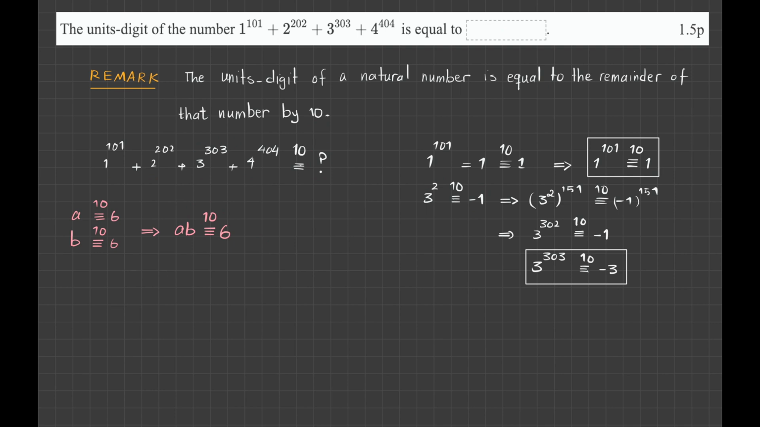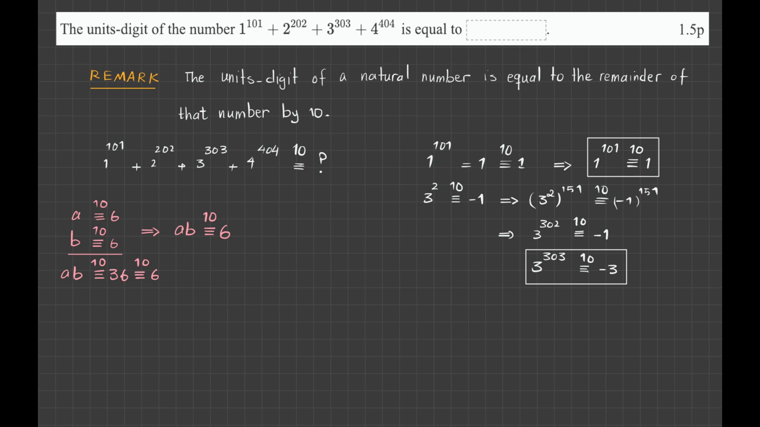Extremely simple. Why? Because I multiply these two side by side, so the left-hand side becomes ab, the right-hand side becomes 36 modulo 10. But 36 itself is congruent to 6 modulo 10. So that's it. I was able to prove my claim.